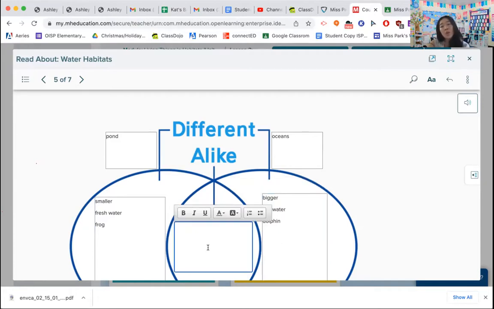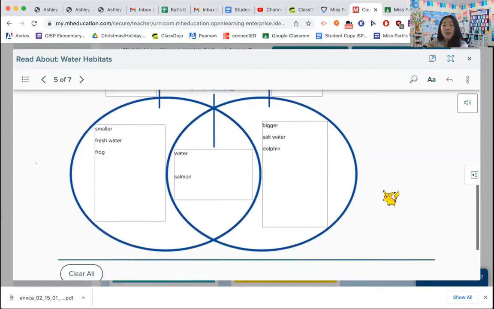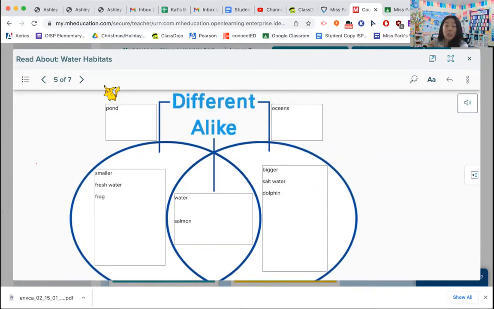And then what are some things that are alike? They both have water. So what's a type of fish that can swim in both a pond and an ocean? Salmon. Very good. Good job, guys. All right. So that was what we worked on yesterday.